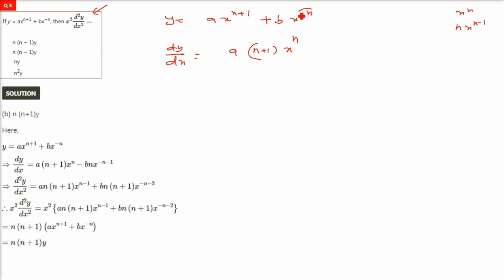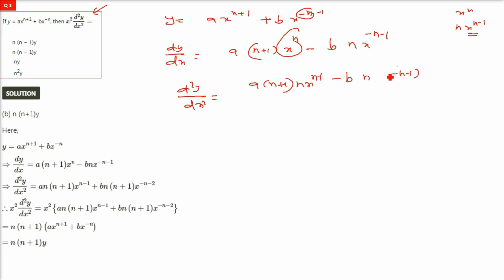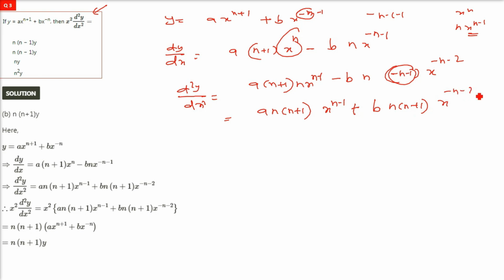Now you know already that negative is going to come, so I am just putting it negative here. b, this x to the power minus n is minus n x to the power minus n minus 1. So negative has already come. So this is just dy by dx. We are going to compute d2y by dx2. So d2y by dx2 is going to be a n plus 1, and this already I showed you, nx to the power n minus 1. Now minus b n, this comes in front, so minus n plus 1, and minus n minus 1 minus 1, so minus n minus 2 it will be. So what you can do is a n plus 1 n x to the power n minus 1, and then minus b minus, I am taking just outside, so I am making it plus b n plus 1 x to the power minus n minus 2.